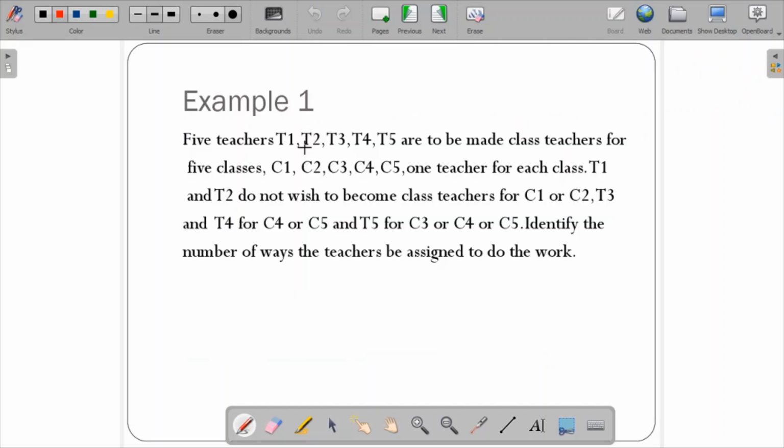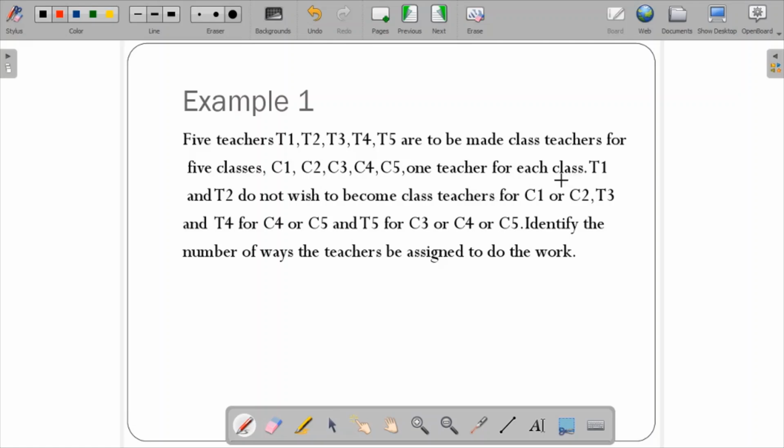Example 1: 5 teachers, that is T1, T2, T3, T4, T5, are to be made class teachers for 5 classes, C1, C2, C3, C4, C5. One teacher for each class. T1 and T2 do not wish to become class teachers for C1 or C2. Now which will we take as n and which will we take as objects?